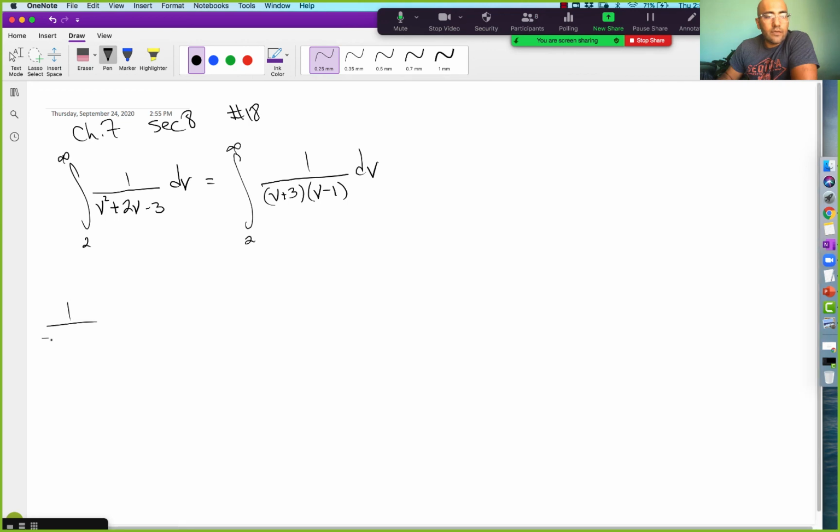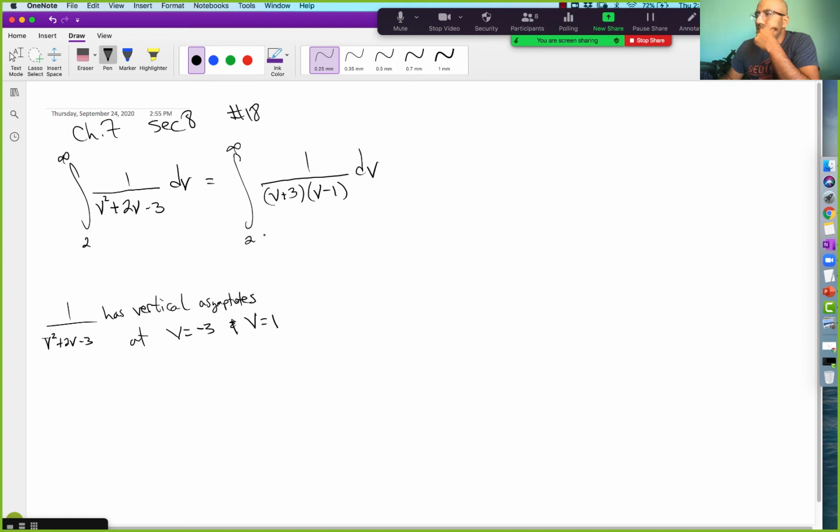So 1 over v squared plus 2v minus 3 has vertical asymptotes at, oh not x, at v equal to -3 and at v equal to positive 1. Well, -3 is not a problem since I'm integrating from 2 to infinity. And 1 isn't a problem either.